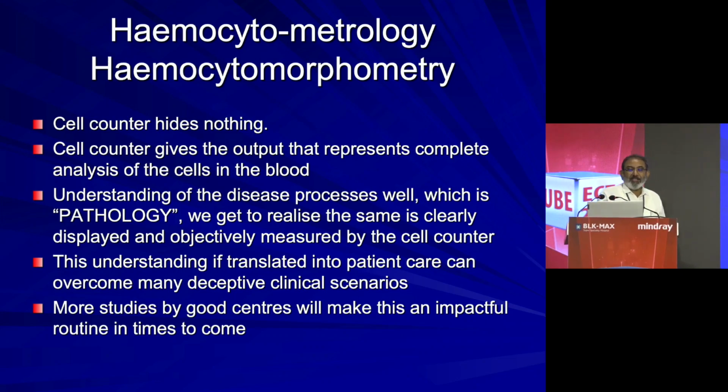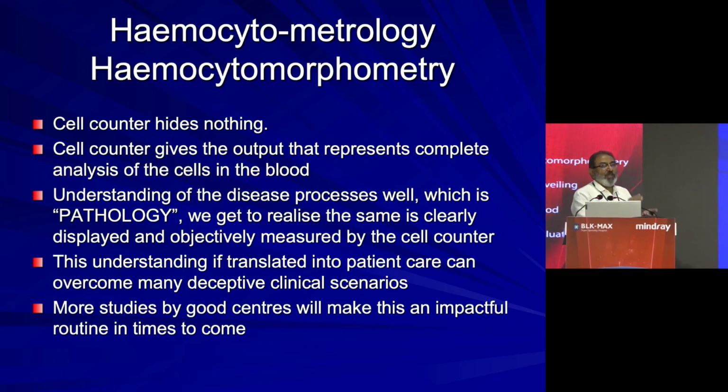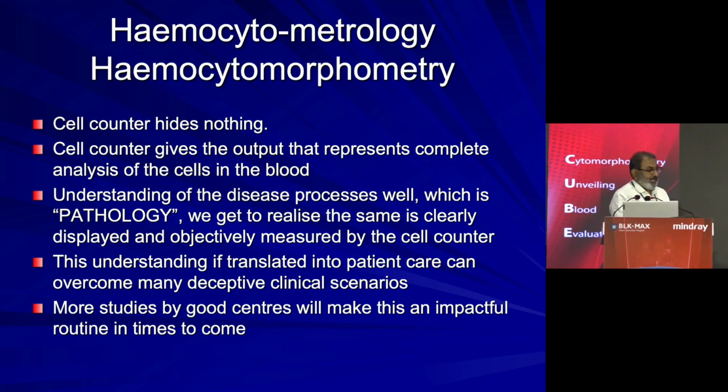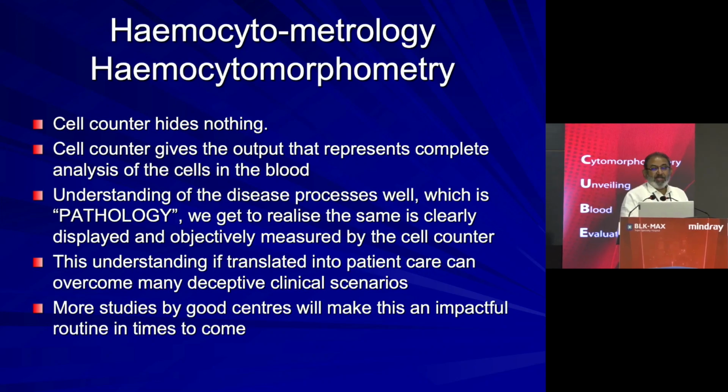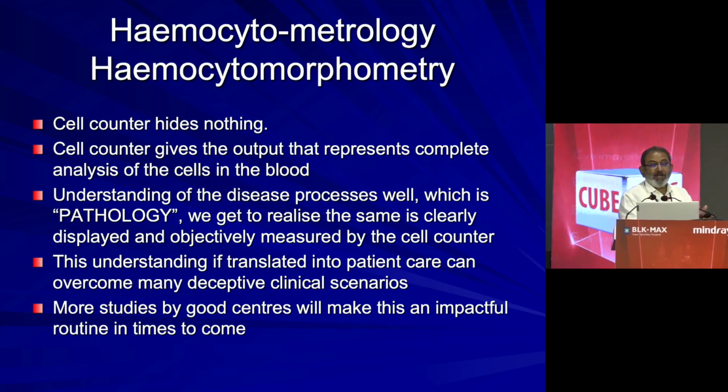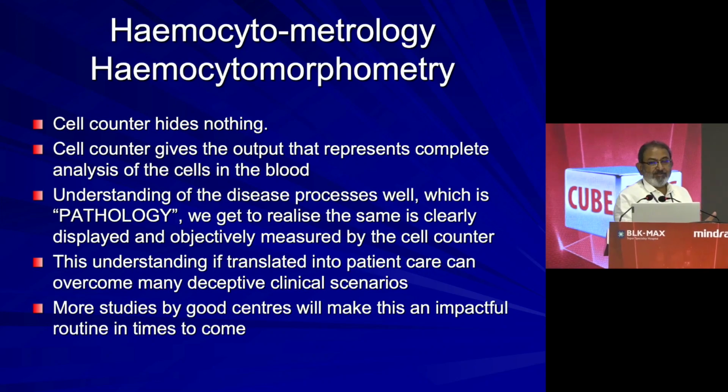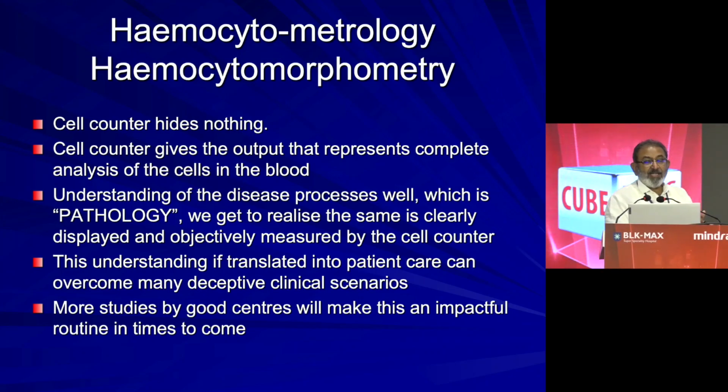So cell counter does not hide anything. Don't blame cell counter for anything. Cell counter will give you the output that represents complete analysis of the cells in the blood. Understanding the disease process well, which is pathology, that's what we are. We get to realize the same is clearly displayed and objectively measured by the cell counter. Understanding, if translated into patient care, can overcome any deceptive clinical situation. Of course, more studies are required, but I will end my talk here.